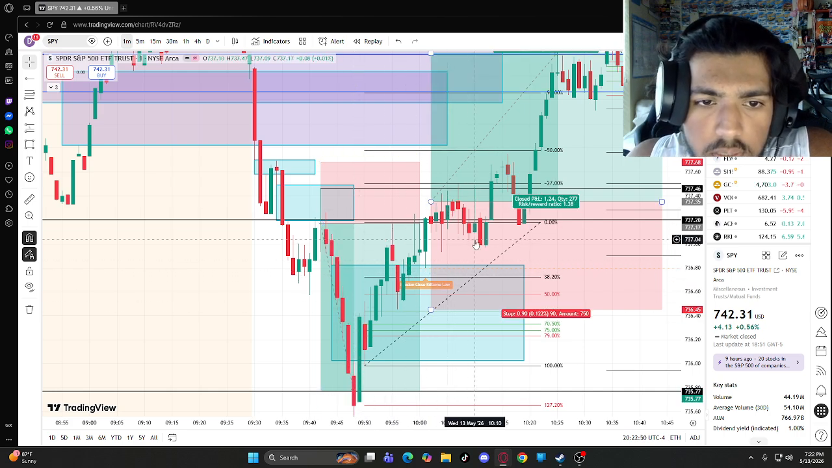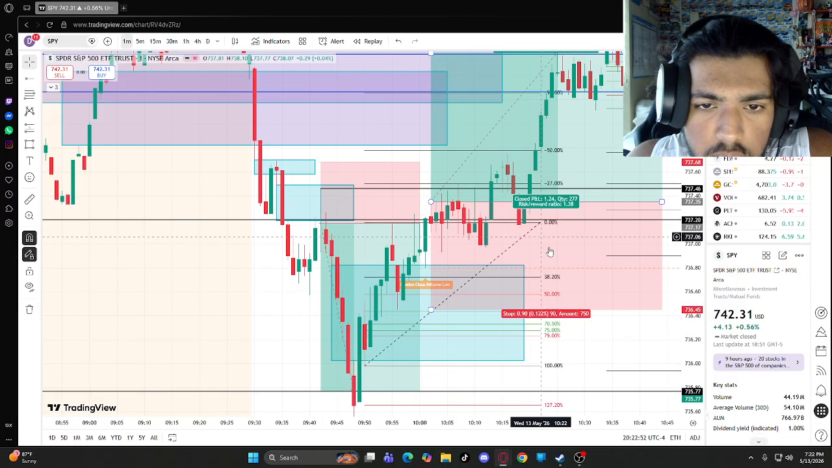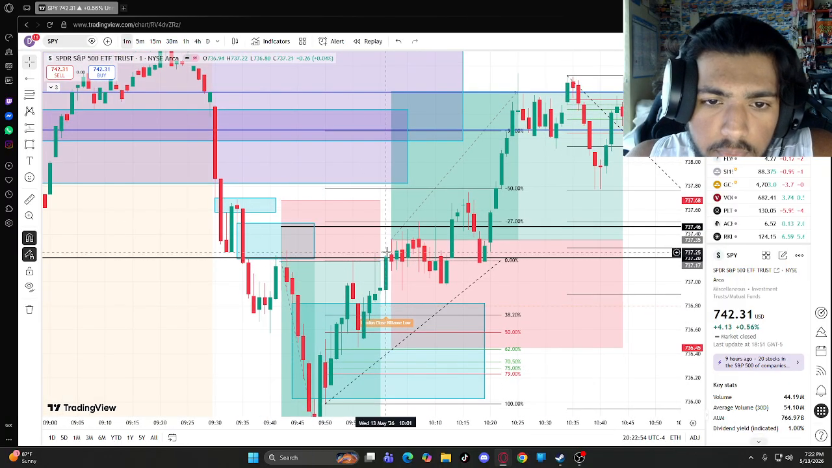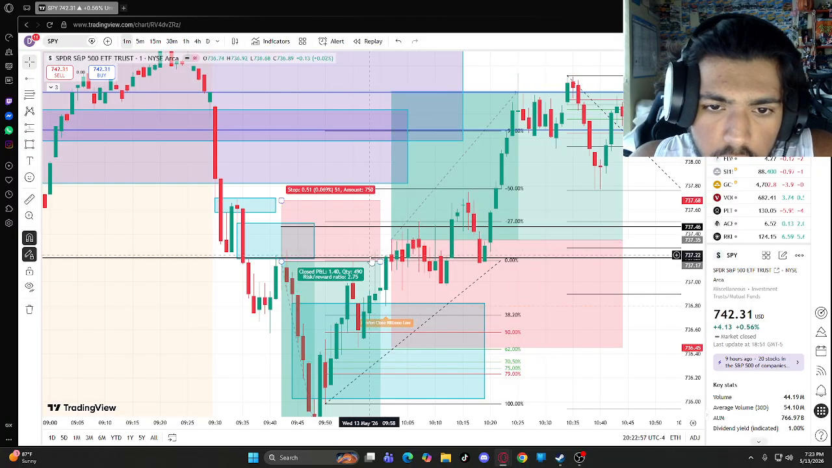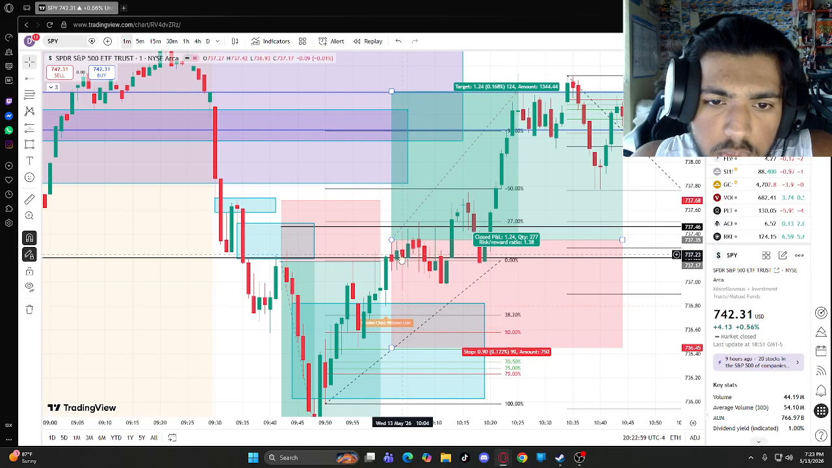Can I buy fully off this? No, we cannot. Because what can this be used as? This can be used as a draw on liquidity to the downside. So now we got to wait for breaker structure. What do we have? We have very slow price action. I mean, price action was really slow right here.